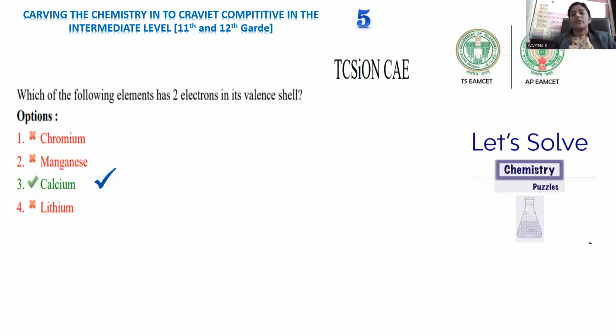And move on to another question, number 5, which is already provided in TCS iON CAE. It is a question given in a junior lecturer competitive exam, so that it will be helpful for the aspirants of competitive exams and those who are writing the entrance exam at the intermediate level. Which of the following elements has 2 electrons in its valency shell? We need to find the 2-electron species among all the metals. All are metals only, so we have to find out.